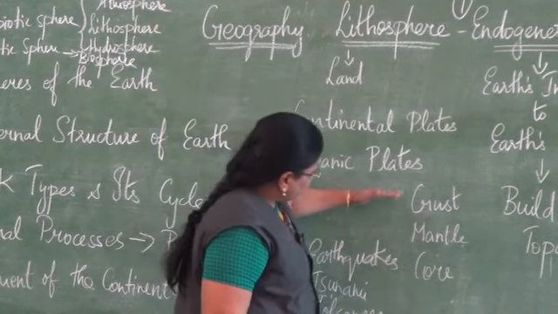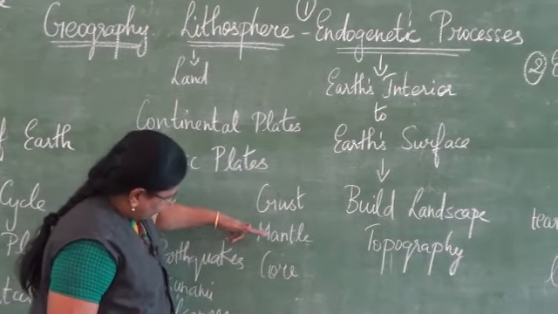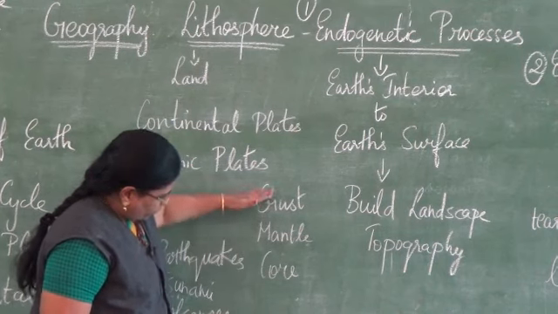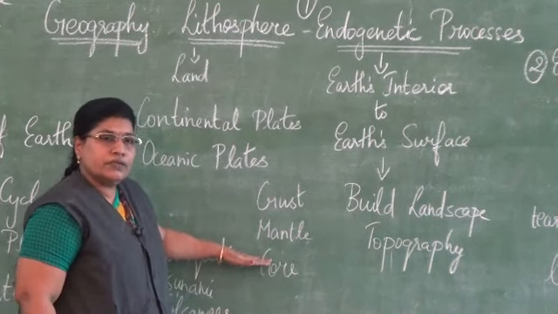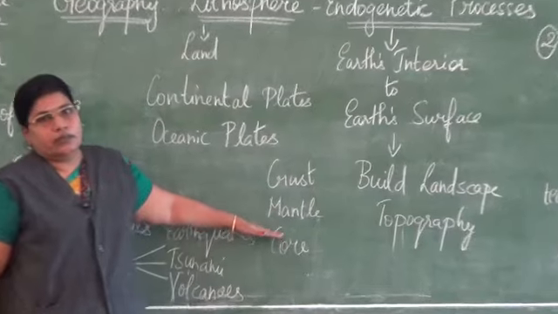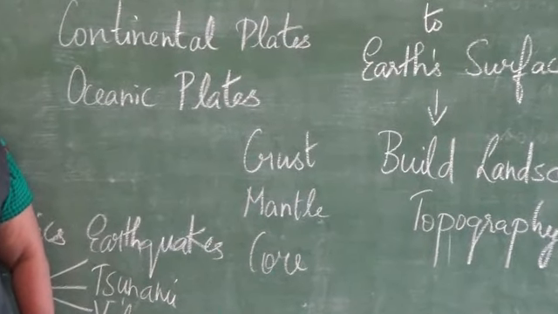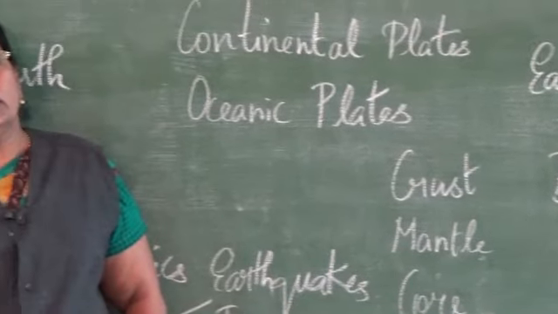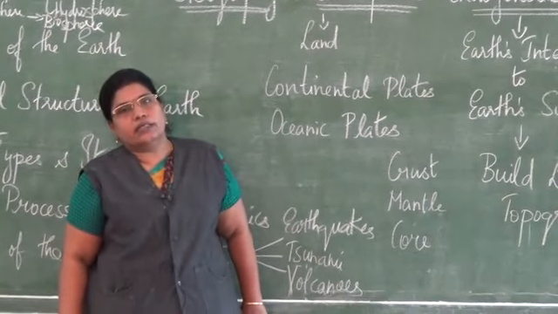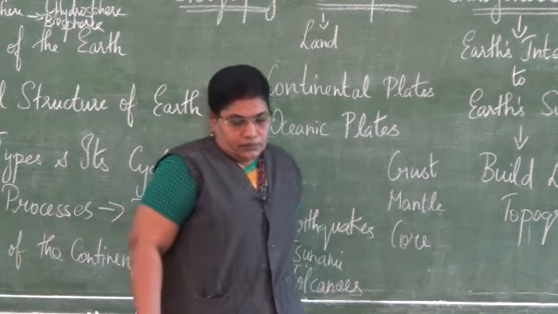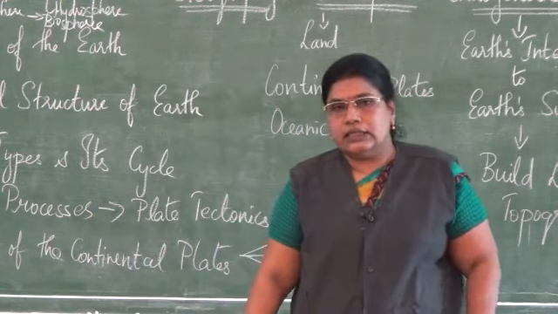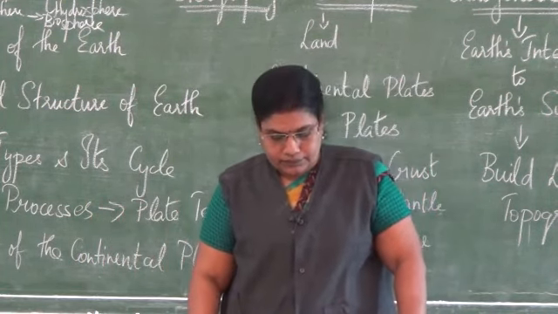So we have the three layers, the crust, the mantle and the core, and we have the gravitational force, which is very important. Only on the earth we have the gravitational force. So all the objects on the earth are attracted towards the earth. The earth is like a magnet.